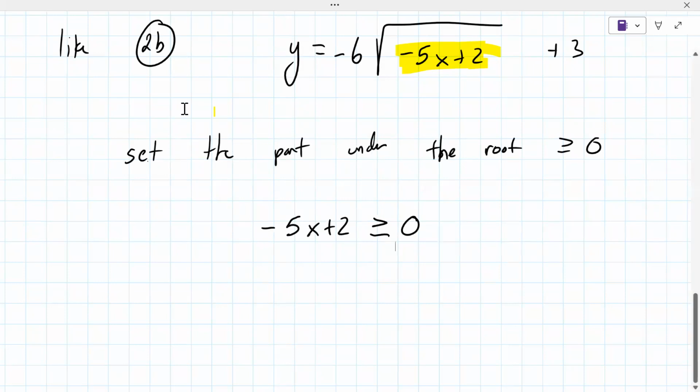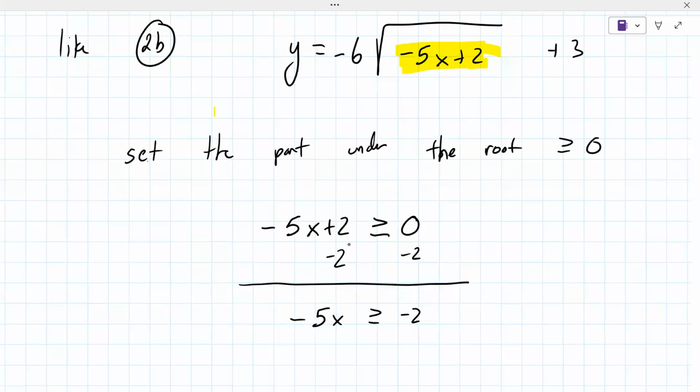Is that okay? Yeah. Now you have to be able to solve this inequality, and that could be problematic. So to do this, there's a couple of options here. You can subtract 2 from both sides, or you can move the minus 5x to the other side. Which way do you see it? There's not a wrong answer, just which way do you see it? Subtracting 2 from both sides. Okay, so we're going to subtract 2 from both sides. So we have minus 5x greater than or equal to negative 2.